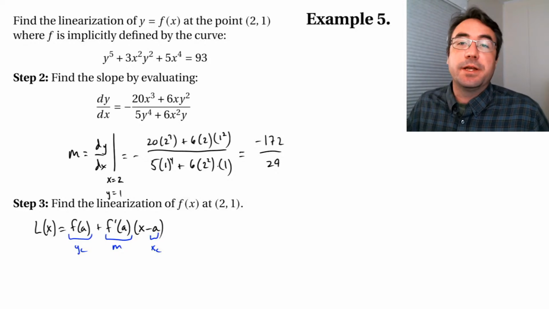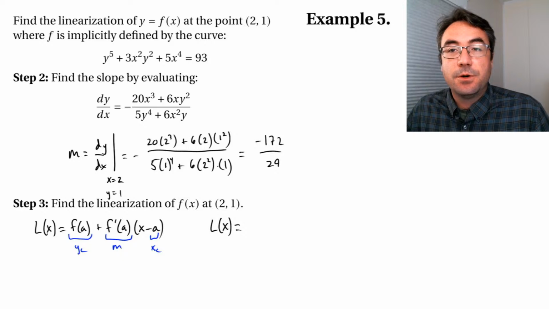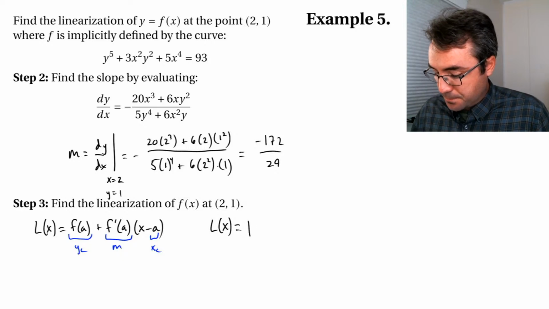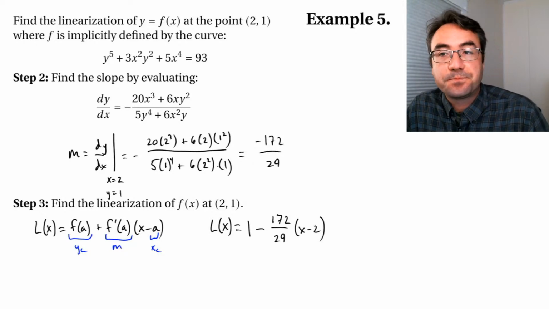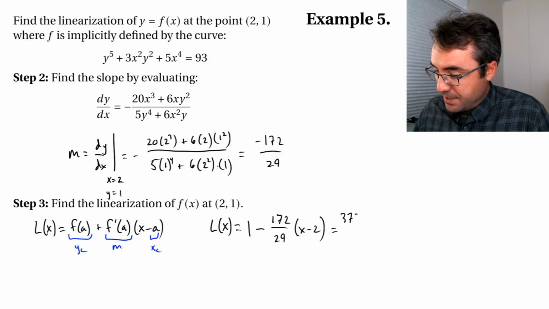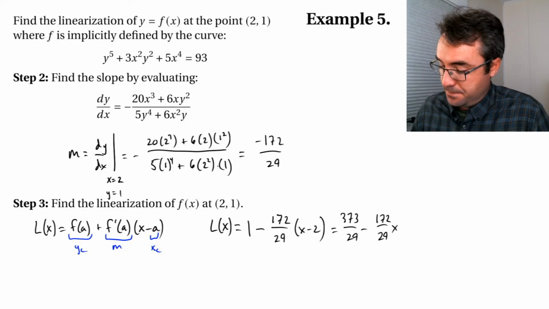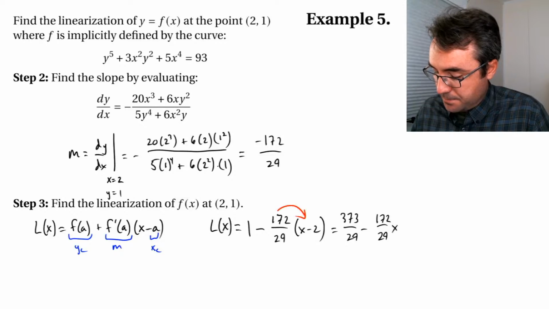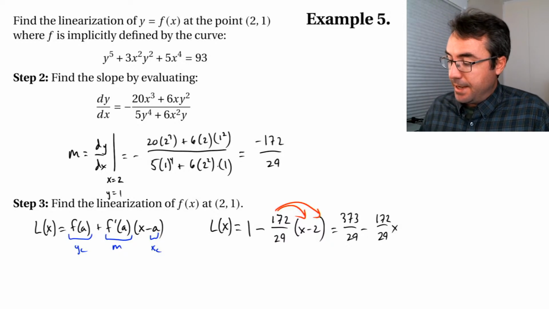And so let's fill in all the ingredients. We know what all those pieces are, so let's figure out what the linearization L of x is. So our y-coordinate is 1. Our slope, we said, was negative 172 over 29. So we fill that in. And then our x-coordinate was 2. So x minus 2. If we simplify, we can do a little bit of arithmetic there. We end up with 373 over 29 minus 172 over 29 times x. So just distributing the slope there and combining like terms. So there's our linearization.